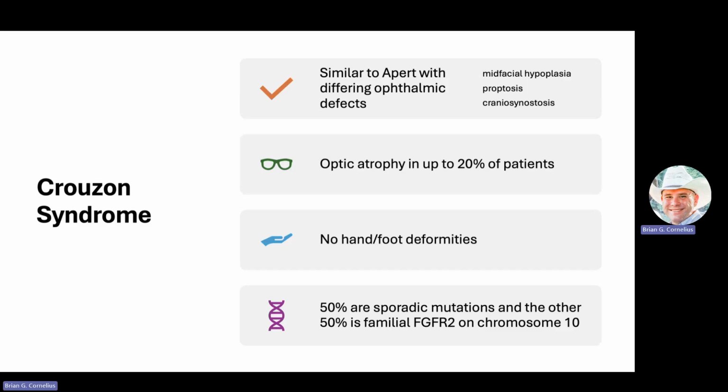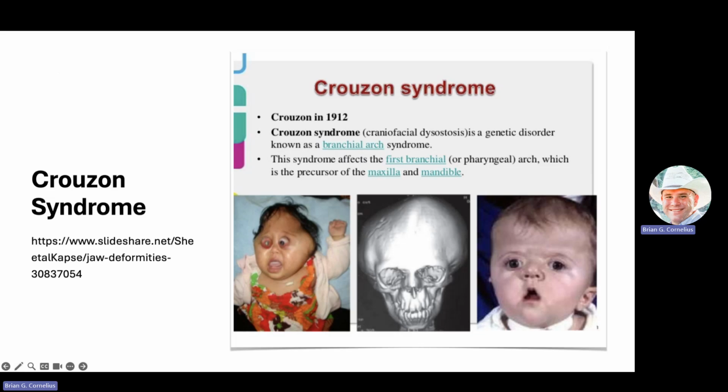Next, we're going to talk about Crouzon syndrome. This is a pretty popular one for boards, as is Pierre-Robin and Goldenhar. Crouzon is similar to Apert, except that you have some different ophthalmic defects. So craniosynostosis, proptosis, and mid-face hypoplasia. A decent number of these patients, about a quarter, have optic atrophy. One of the big differences is you don't have any deformities of the hands or feet here. So it's more of just the facial deformities here. Examples of what these patients look like, again, for that visual memory. Another branchial arch syndrome.